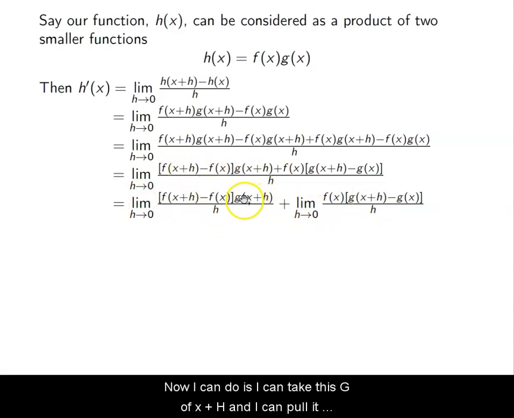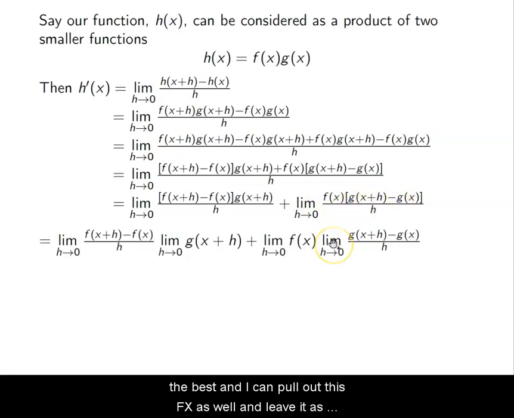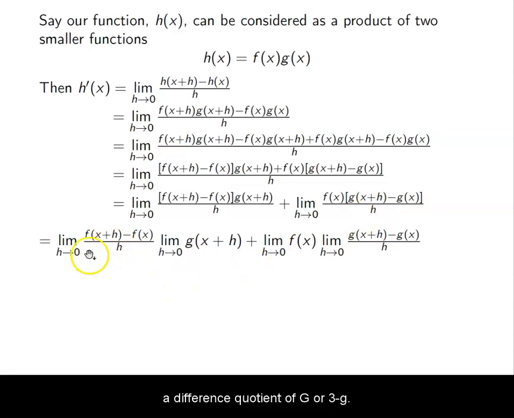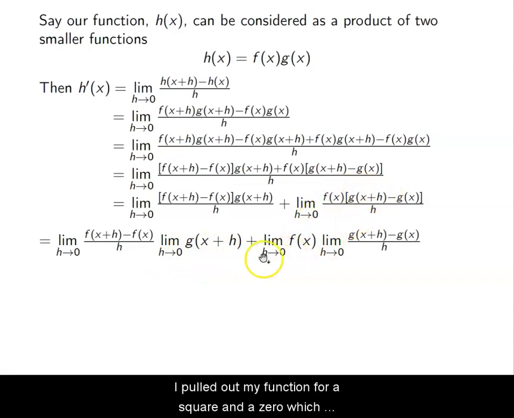Now what I can do is take this g of x plus h and pull it away so that I have just my difference quotient, my derivative of f, and I can pull out this f of x as a limit as well and leave it as a difference quotient of g, or derivative of g. So here I have my derivative of f, my limit as h goes to 0. Here I pulled out my function for h going to 0, which doesn't affect this function at all. And then this represents the derivative of g.